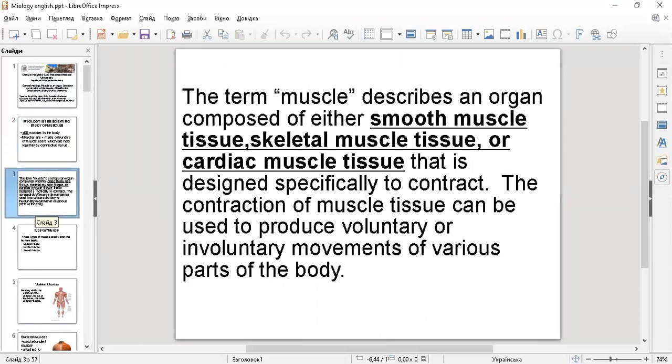The term muscle describes an organ composed of either smooth muscle tissue, skeletal muscle tissue, or cardiac muscle tissue that is designed specifically to contract. The contraction of muscle tissue can be used to produce voluntary or involuntary movements of various parts of the body.